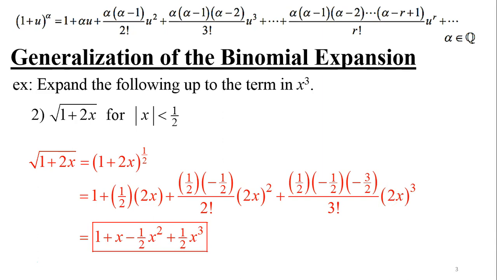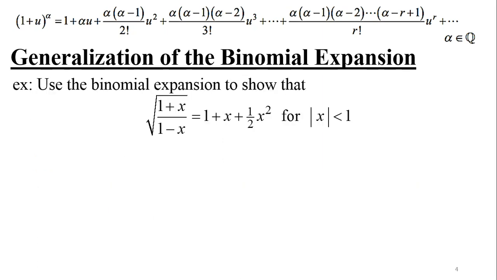Simplifying the coefficients, we end up with 1 plus x minus half x squared plus half x cubed. Now you'd have to watch out for the negatives here, whether you have a negative inside the exponent, if the exponent is odd or even, or whether you're multiplying an even number or an odd number of negatives. So you'd have to watch out for the negatives here. So this is regarding the second example.